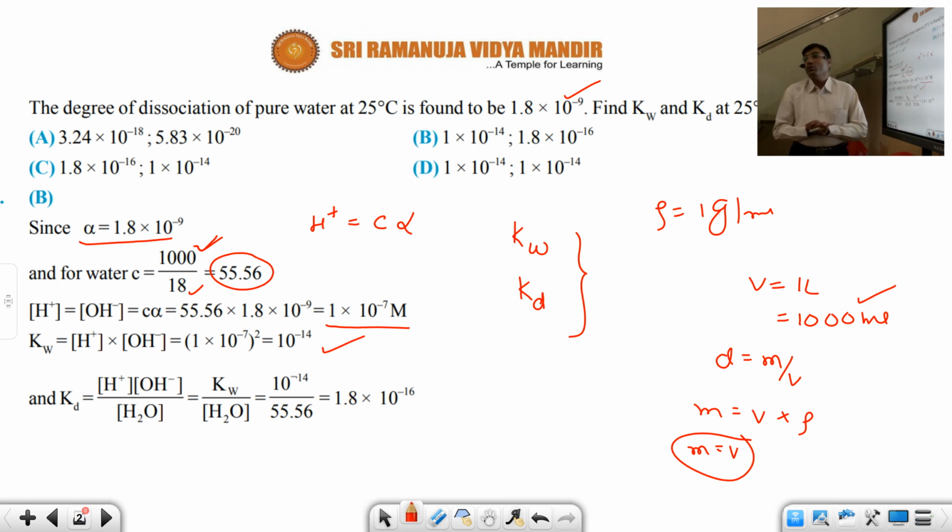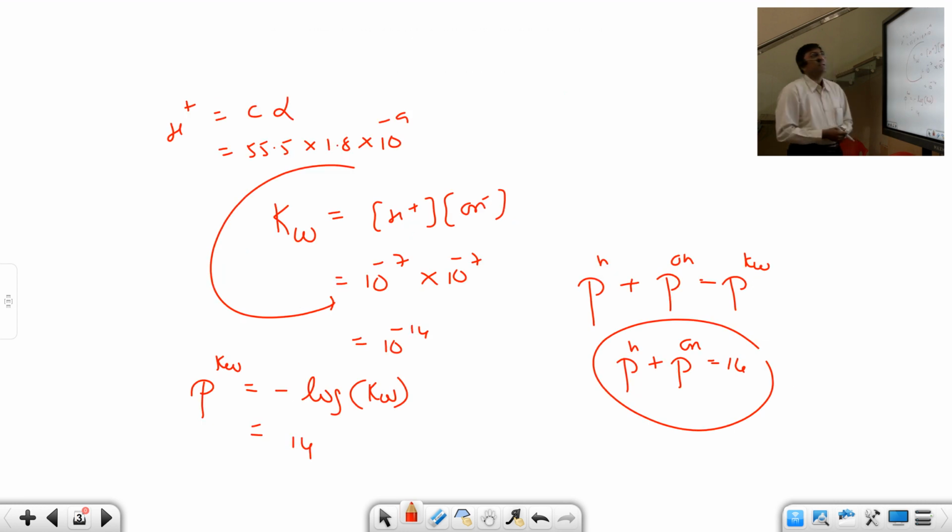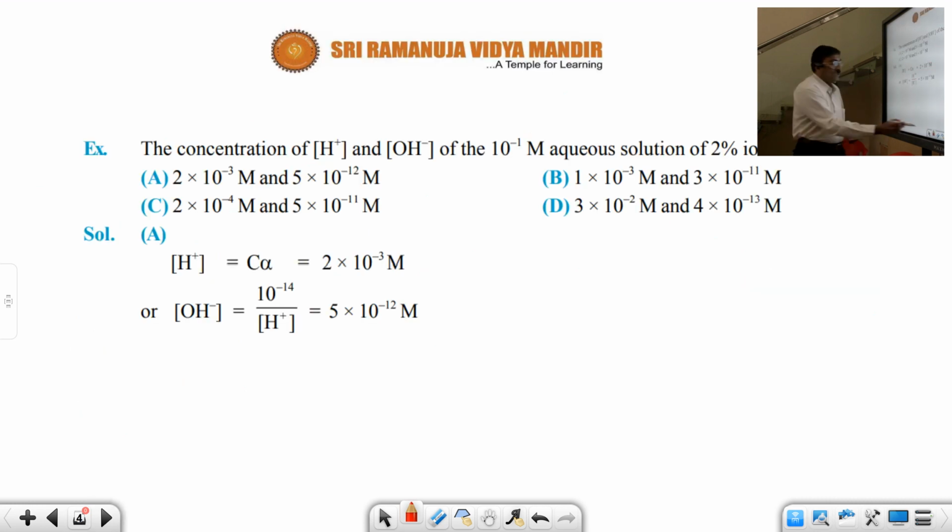What is Kd? Kd is the dissociation constant for water. Well, so it is H plus into OH minus by the concentration of water. So H plus into OH minus is nothing but Kw, by water concentration is 55.56. It comes out to be 1.8 into 10 power minus 16. So generally this is a constant, 1.8 into 10 power minus 16. It will always be given in the exam. Even if you practice, you remember it is 1.8 into 10 power minus 16. In the options you can opt it effortlessly. Well, so this is all about the Kd and Kw values of water, which is a weak electrolyte.